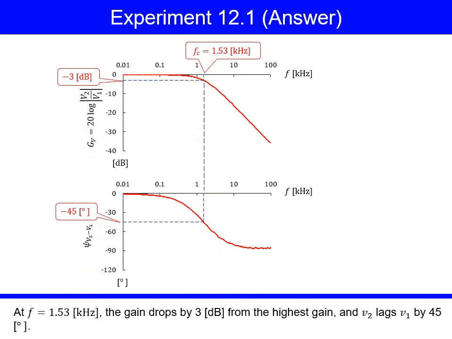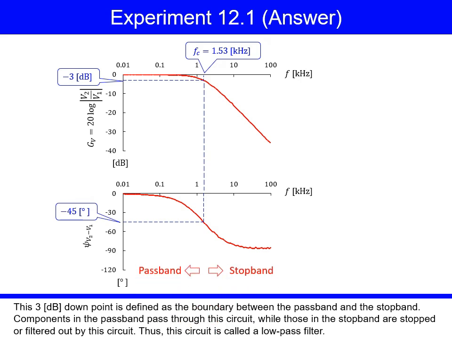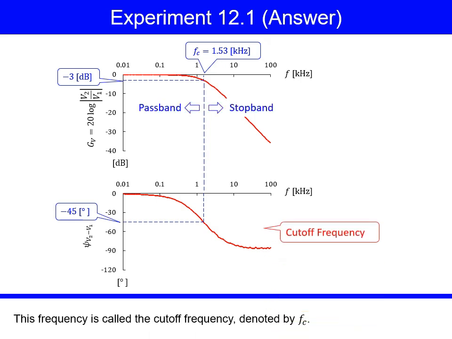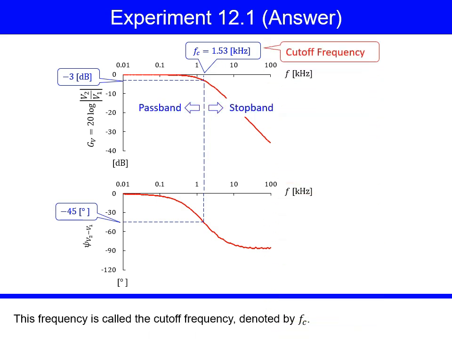At F equals 1.53 kHz, the gain drops by 3 decibels from the highest gain, and V2 lags V1 by 45 degrees. This 3 dB down point is defined as the boundary between the pass band and the stop band. Components in the pass band pass through this circuit, and those in the stop band are stopped or filtered out by this circuit. Thus, this circuit is called a low-pass filter. This frequency is called the cut-off frequency, denoted by Fc.